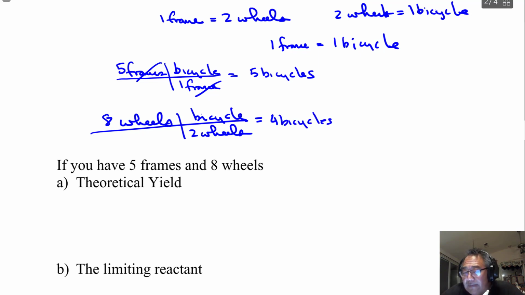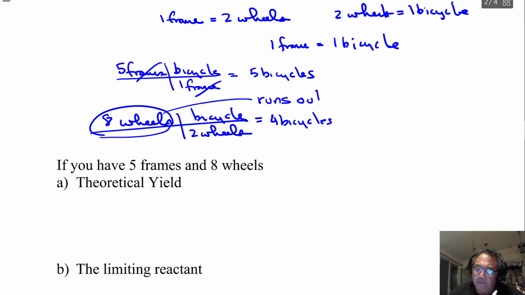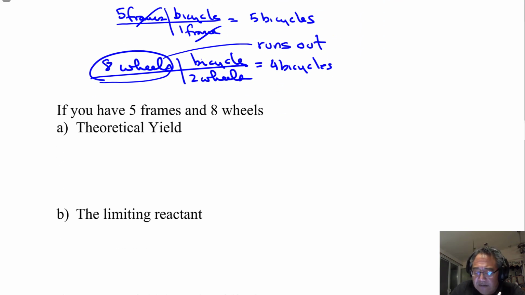Now, most people will logically conclude you can only make 4. Because as you use up frames, you're also using up wheels. And eventually you run out of wheels. And notice the amount of bicycles that you can make is based on what you run out of. You don't run out of frames. In fact, you can calculate in your head right away that there's 1 frame left. So here's the deal. The theoretical yield is 4 bicycles.